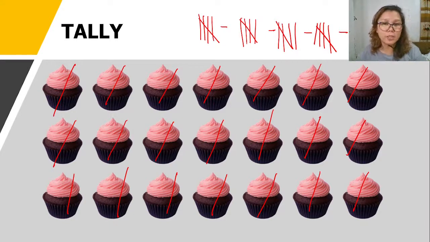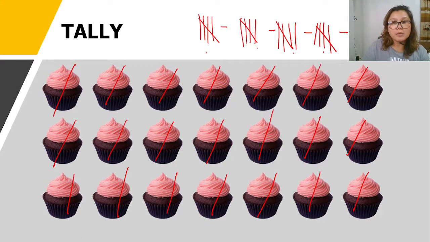So how are we going to count this? So you can learn counting by 5s para mas madali siyang ibilang. So this is 5, 10, 15, 20. And then what's next to 20? May 1 na lang siya. So 21.